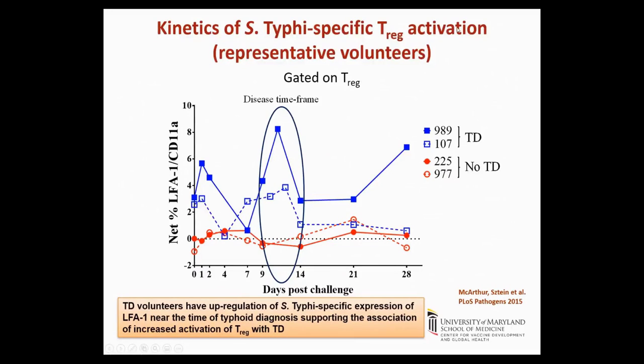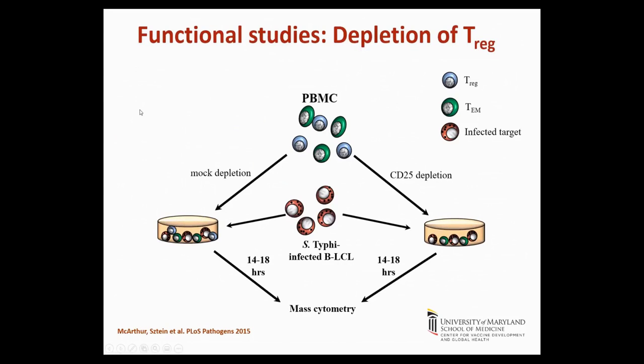Here, we are showing the levels of regulatory T cell activation in representative volunteers, and as you can see, in those volunteers who developed typhoid disease, those in blue, the regulatory cells are more activated than in those who did not develop typhoid disease, suggesting that the upregulation of a type-specific expression of some markers, particularly near the time of typhoid diagnosis, supports an association of increased activation of regulatory cells and the development of typhoid disease.